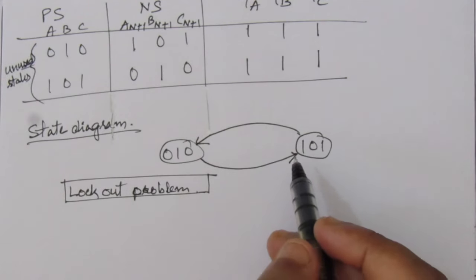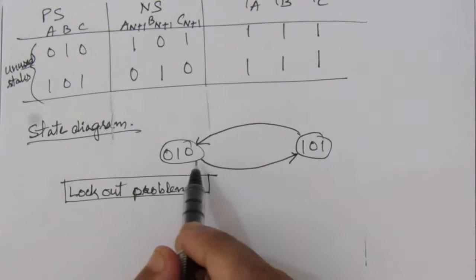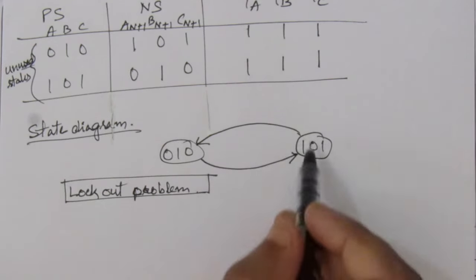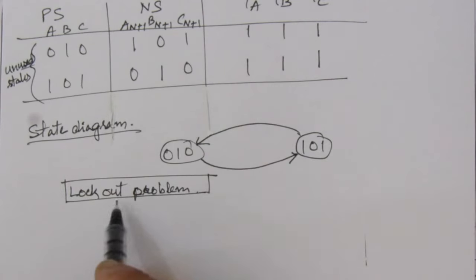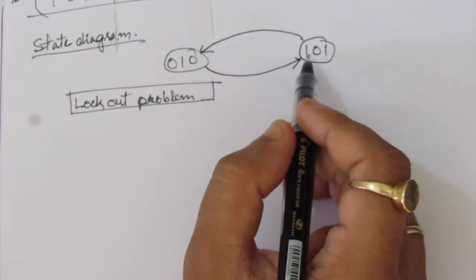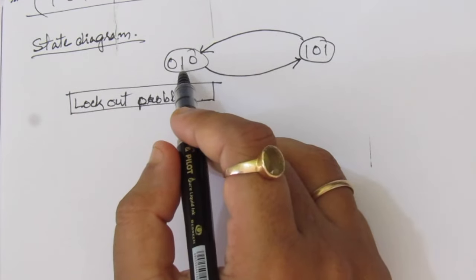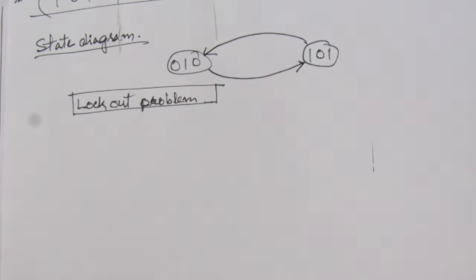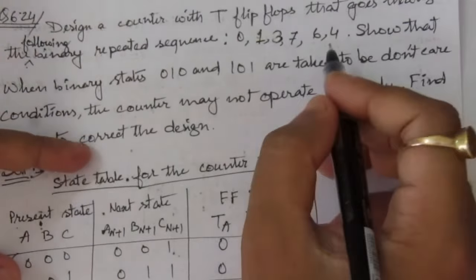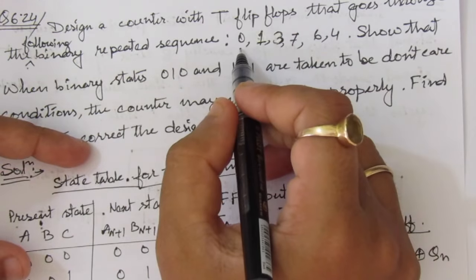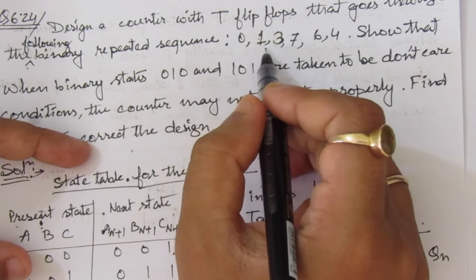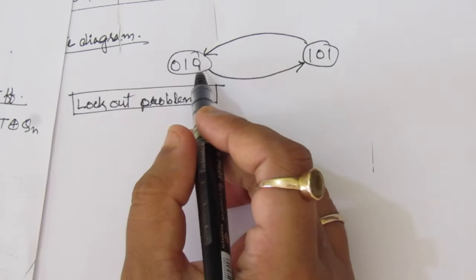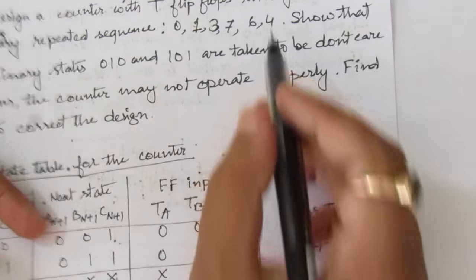If by any chance there is an output of 0, 1, 0 or 1, 0, 1, the counter output will be locked between these two states. This is called the lockout problem. Suppose we have the 1, 0, 1 to 0, 1, 0 transition, and from 0, 1, 0 it goes to, say, 1, 0, 0. That means it will go to any one of these states. You can assume it to be 0 or 1, it is up to you. Here I will consider that whenever we have 0, 1, 0 output, the next state will be 4, which means 1, 0, 0.